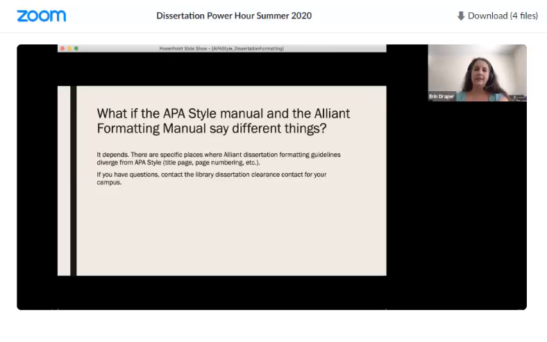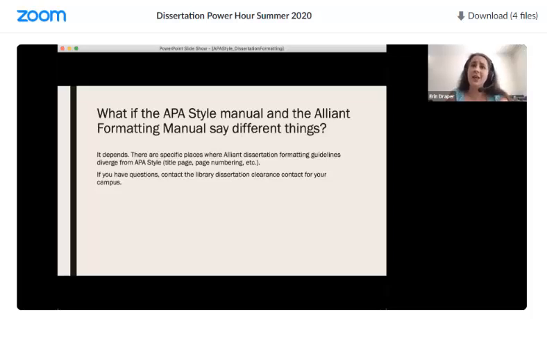And then this is my last slide, so that we have plenty of time for questions. What happens if I'm looking at the APA Style manual and the Alliance formatting manual and they seem to contradict each other? They seem to say something different. What do I do then? Which one's right? And the answer is that it depends.